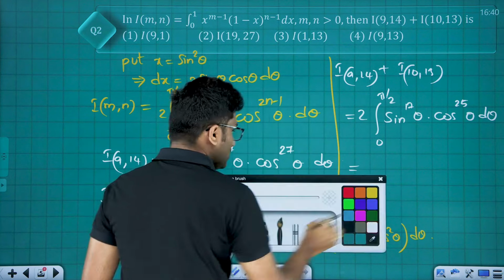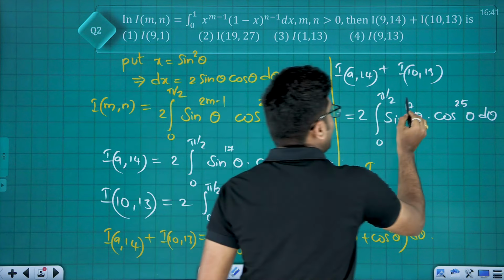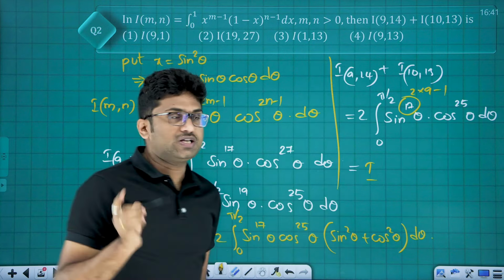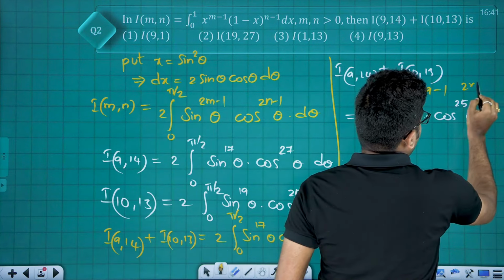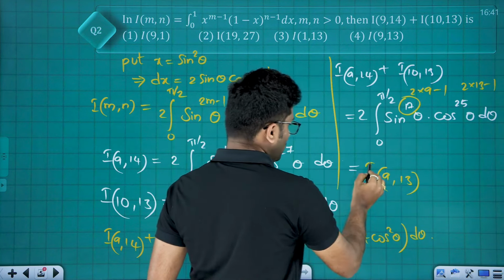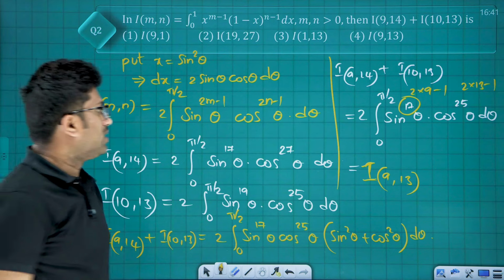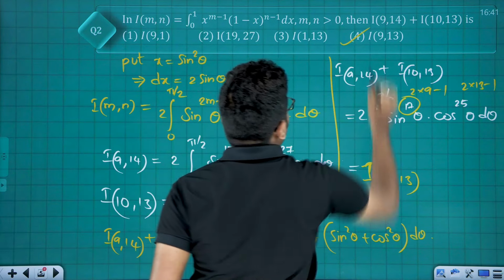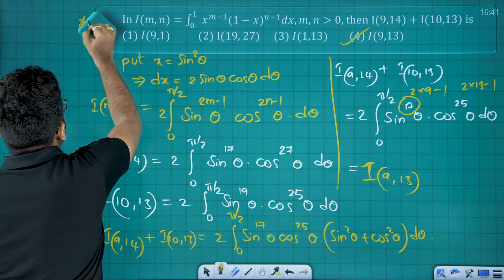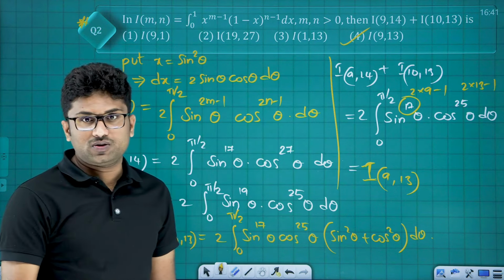But what is this? We can write 17 as 2 into 9 minus 1, 9 twos are 18 minus 1. And this we can write as 2 into 13 minus 1. So this is clearly I 9 comma 13. Therefore I 9 comma 14 plus I 10 comma 13 is equal to I of 9 comma 13, which is option 4. Very good question. Please kindly remember this. It is one of the important ones. Or instead of substituting, we can solve directly by using the beta formula also. Anything of your choice.